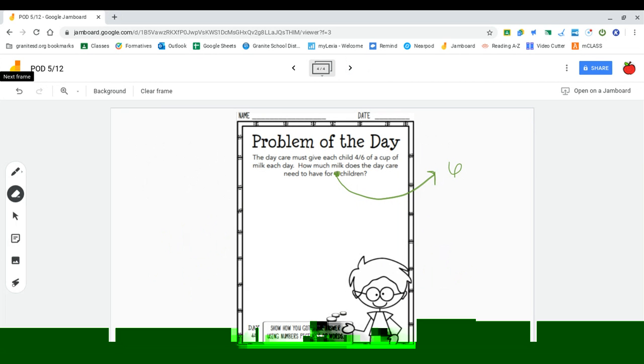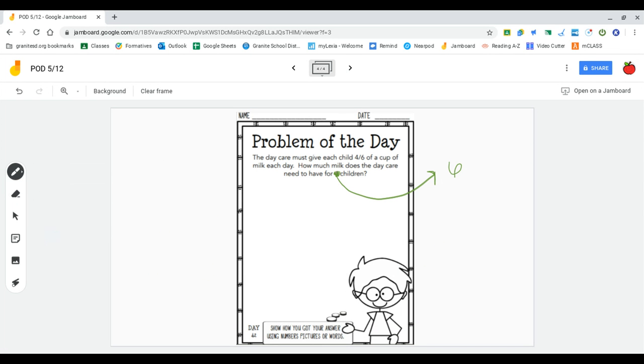The daycare must give each child 4/6 of a cup of milk each day. How much milk does the daycare need to have for 6 children? This is similar to a lot of the problems we've worked on recently, so this should be a review. So we're going to start with 4/6, because that's how much milk we need for each child.